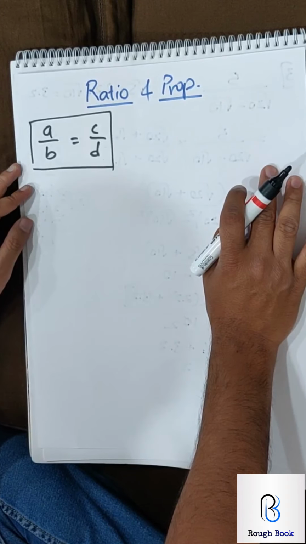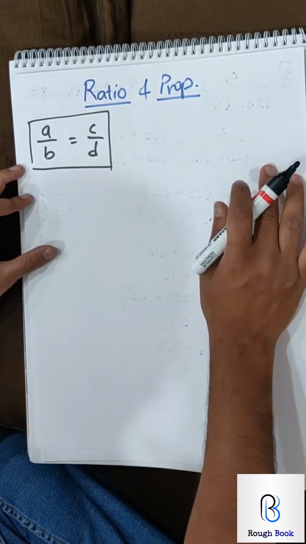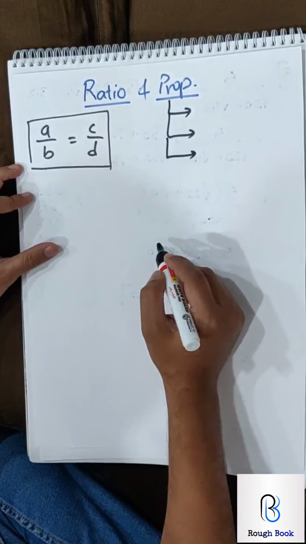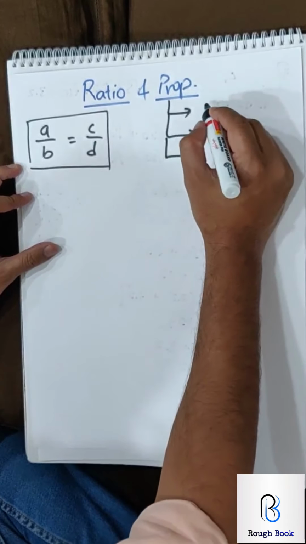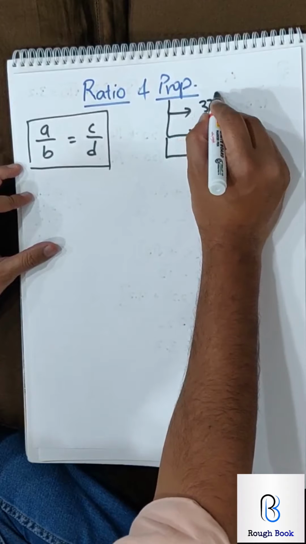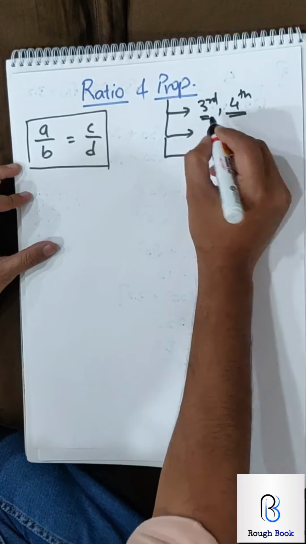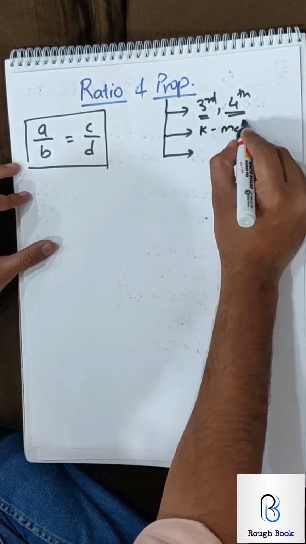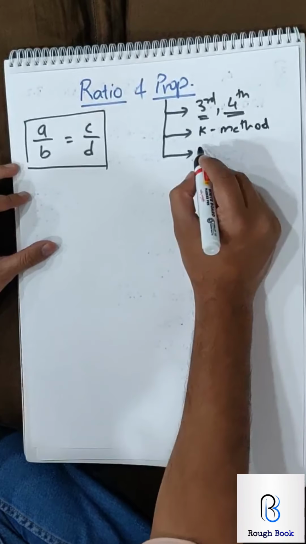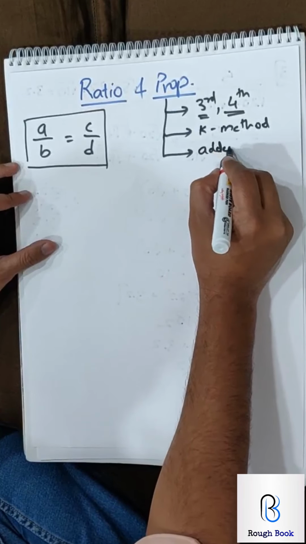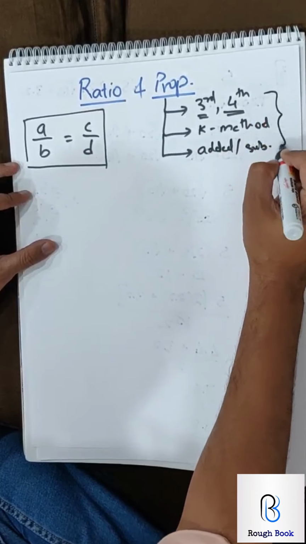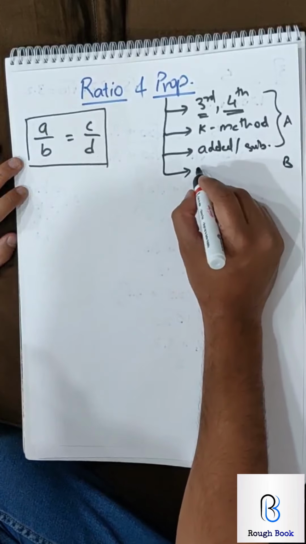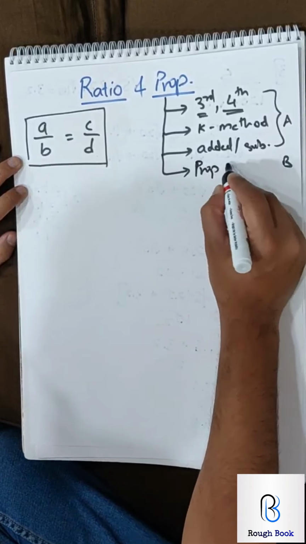But before we get to the exercise, let's understand some basics about proportion. Now, the type of questions that you are expected in the boards are three major types. The first type is they will ask you find the third proportion or find the fourth proportion. What is that? I will tell you. The second type of question is K method. The third type of question is what should be added or subtracted. This is exercise A. And in exercise B, what you will see is sums based on properties of proportion.